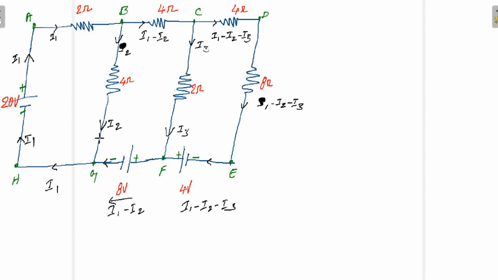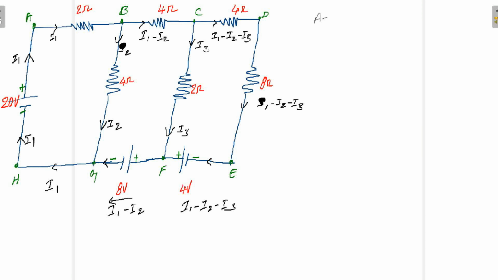So how many loops are we having? Let us consider this as loop 1: A, B, G, H, A. Just start your journey from A and move to B, then move to G, then move to H. Again we have to reach the starting point. This is called loop 1.